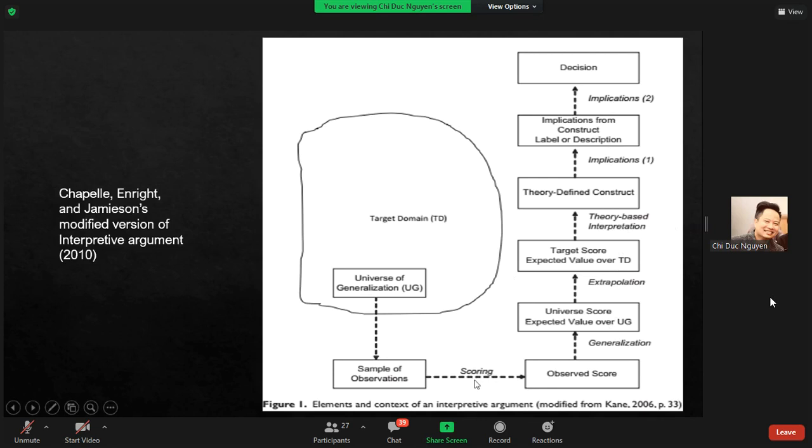And for every single claim, we are going to collect evidence. Of course, I cannot go through one claim after another, but I will explain and demonstrate one claim over here. The very first claim is about the scoring procedure. From the observation over here, whether the performance is suitably and effectively observed and scored.